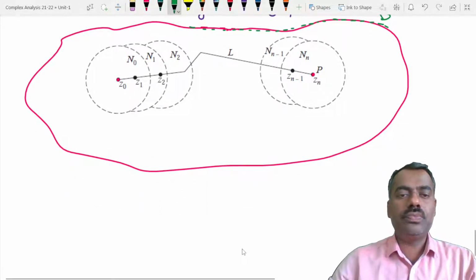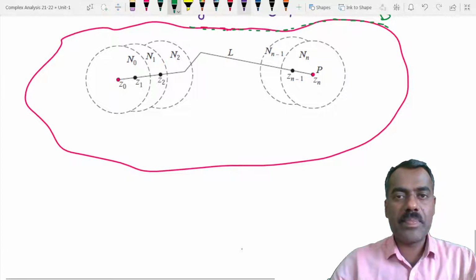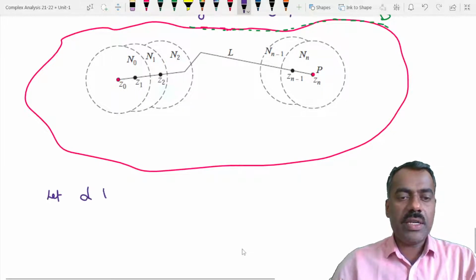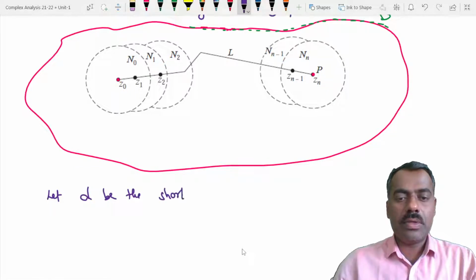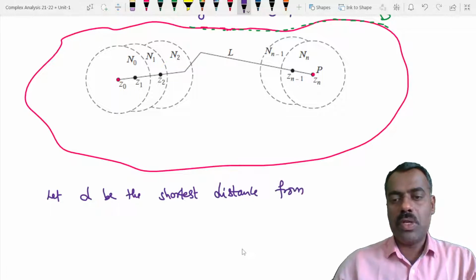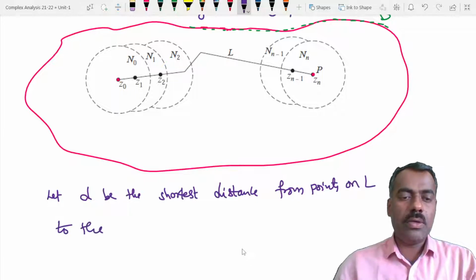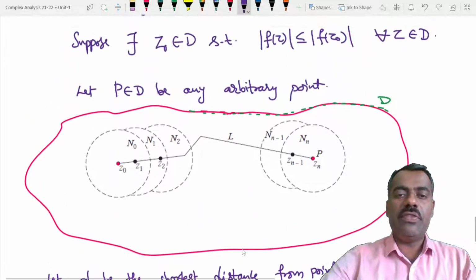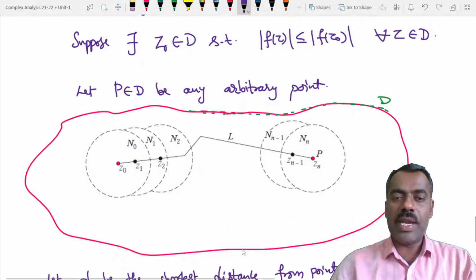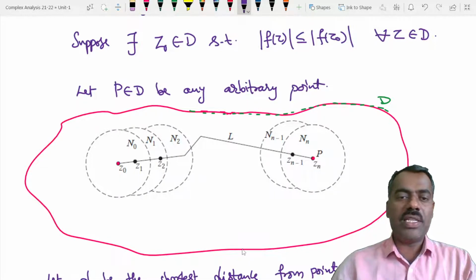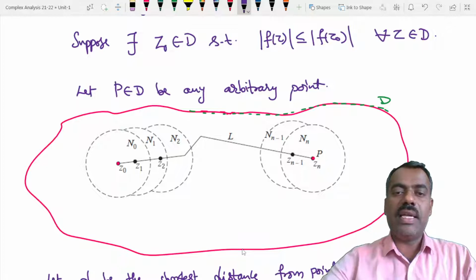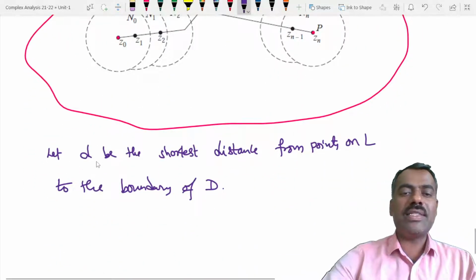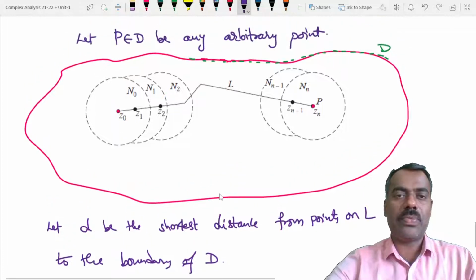So let d be the shortest distance from points on L to the boundary of D. That means if you take any point on L and measure the distance to the boundary, that distance is greater than or equal to d, because d is the smallest distance possible.